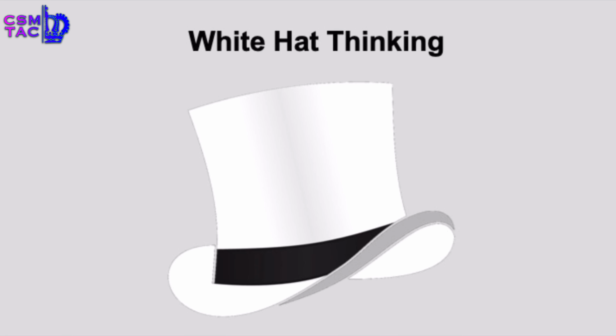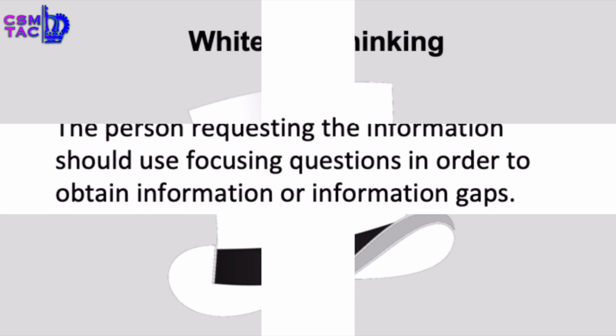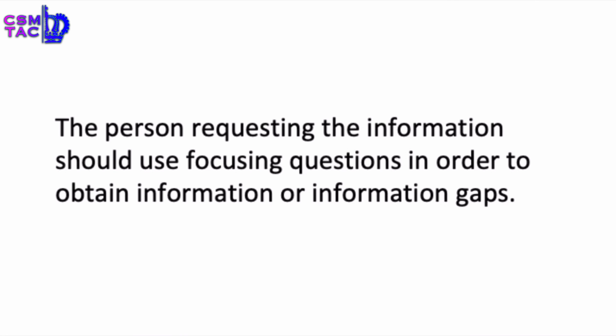Imagine a computer that gives the facts and figures for which it is asked. The computer is neutral and objective. It does not offer interpretations or opinions. When wearing the white thinking hat, the thinker imitates a computer. The person requesting the information should use focusing questions in order to obtain information or information gaps.